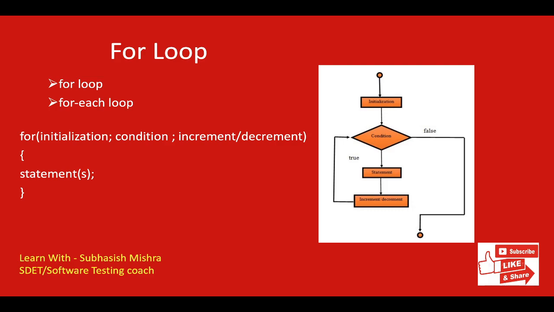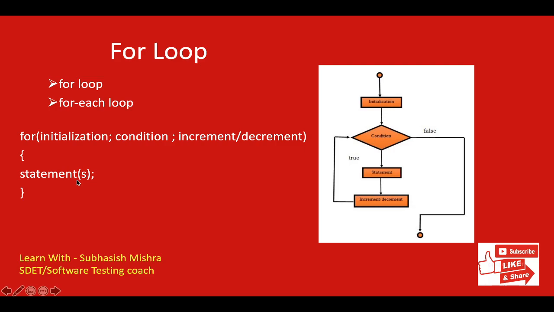For loop can be categorized into two types: one is for loop and another is for each loop. Then in for loop, different parameters are used. Here you can see the syntax of for loop. We are seeing initialization, then condition, then increment and decrement, then inside that we have statements.